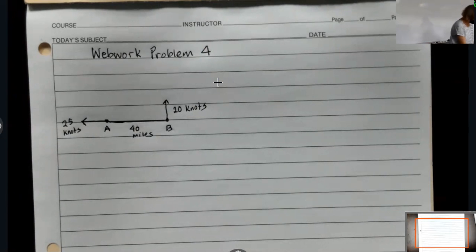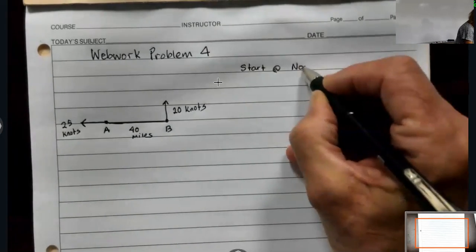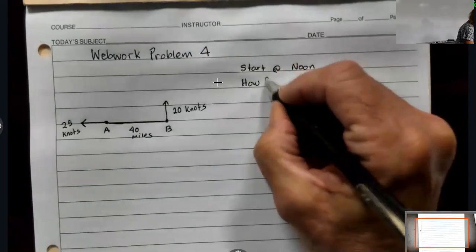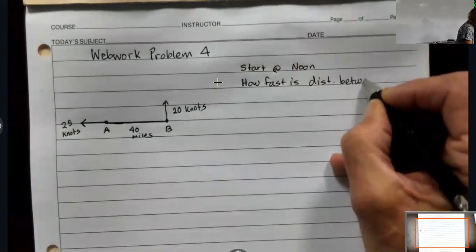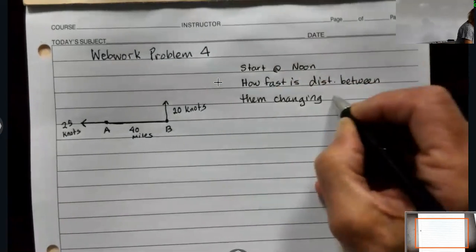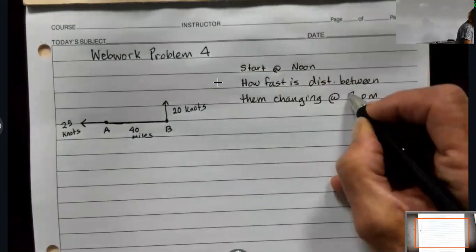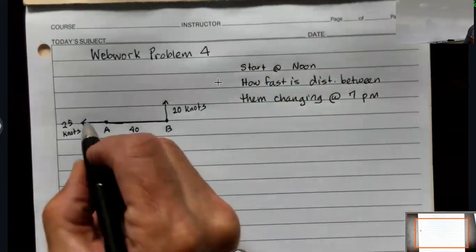So we start at noon. How fast is the distance between them changing at 7 p.m.? We always need to have some sort of instant. Okay, so there's our problem. Is it big enough? Because I have a zoom feature here. Big enough, everybody? Okay, so the distance between them is right here.